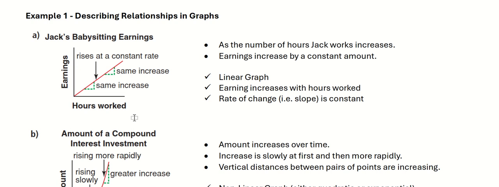Okay, so example one. Here, Jack's babysitting earnings. So first of all, I can tell right away by just looking at this graph, it's a straight linear line. So that's what you want to take away. This is a linear graph. So it could be either linear or non-linear. And if it's non-linear, it could be exponential or it could be a quadratic.